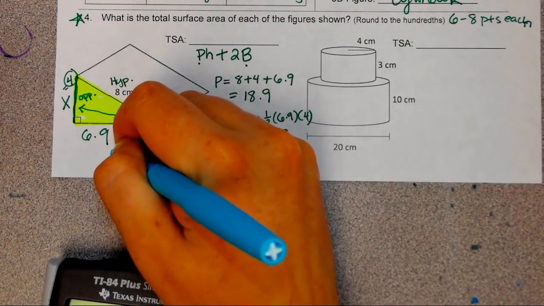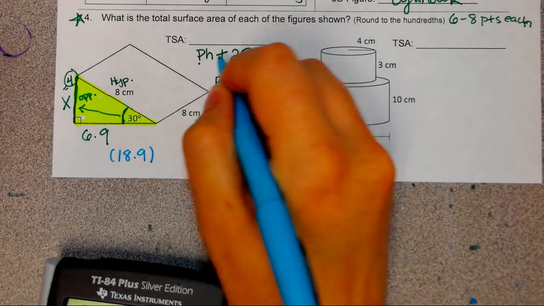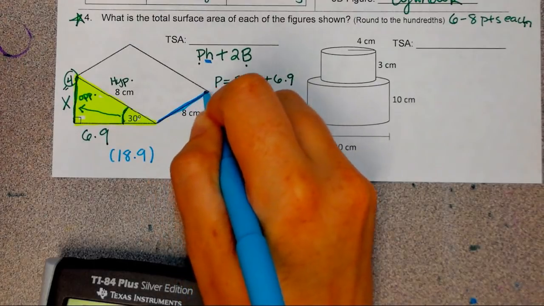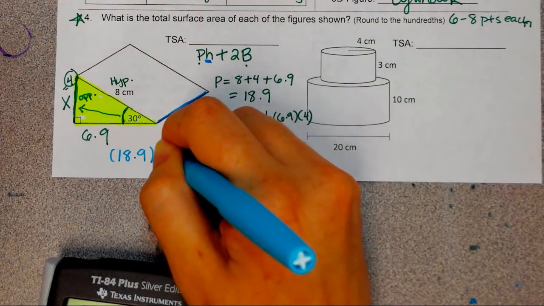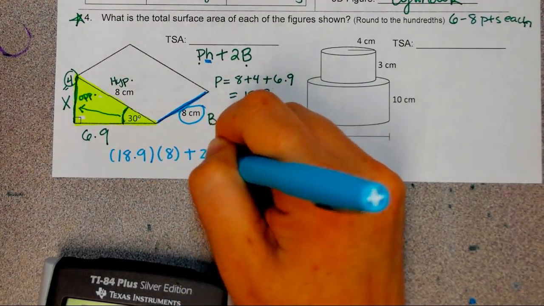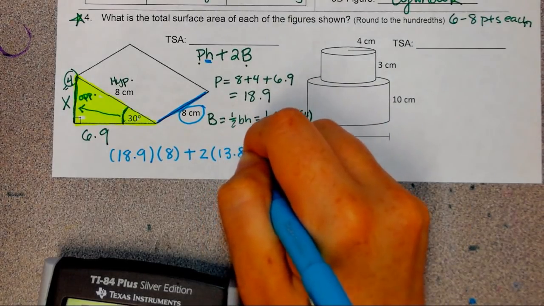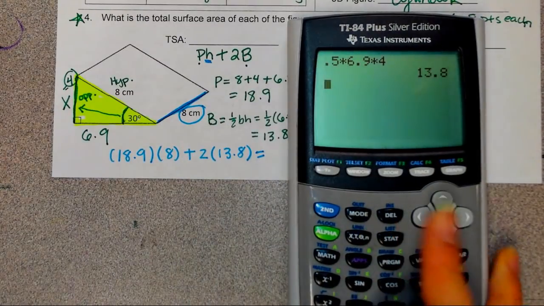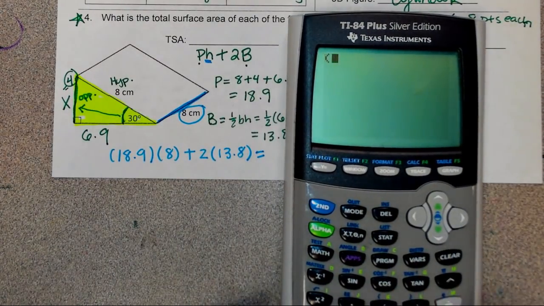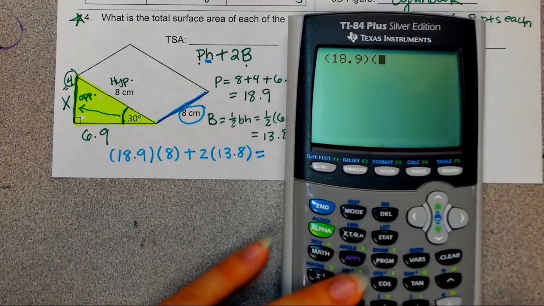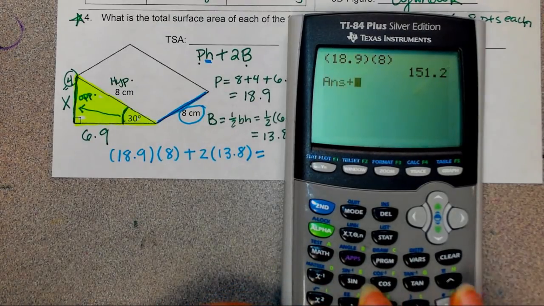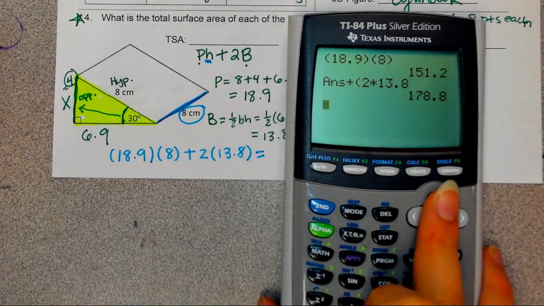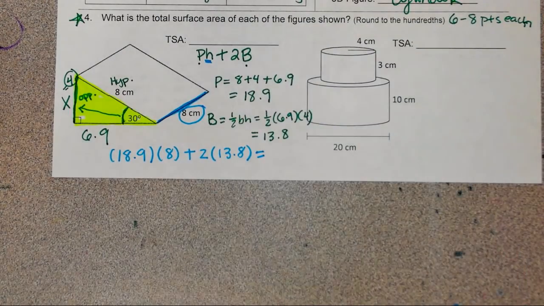So we have 18.9 times this h, which stands for height of the prism, which would be 8, plus 2 times area of the base, which is 13.8. So typing that in, 18.9 times 8 plus, parentheses, 2 times 13.8, we get 178.8.